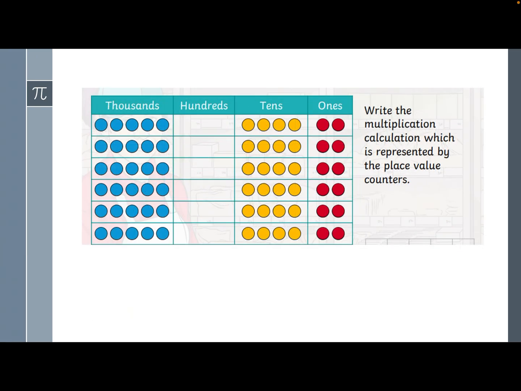So let's have a look at our next question. Again, pause the video. Give it an answer. Okay, 1, 2, 3, 4, 5, 5,000. Oh, no hundreds this time. 4 tens, 2 ones. And I've got 1, 2, 3, 4, 5, 6 of them. So I've got 5,042 multiplied by 6.